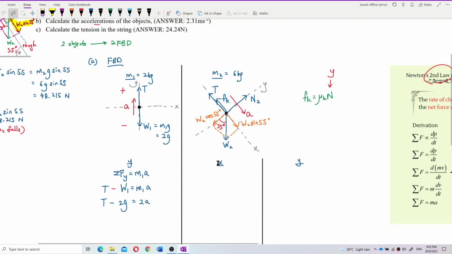Now it's time for us to build equations. For the x component, look at the x-axis. In the x component, we have acceleration. That's why we need to draw the acceleration. Why do we need to draw the acceleration beside the free body diagram?